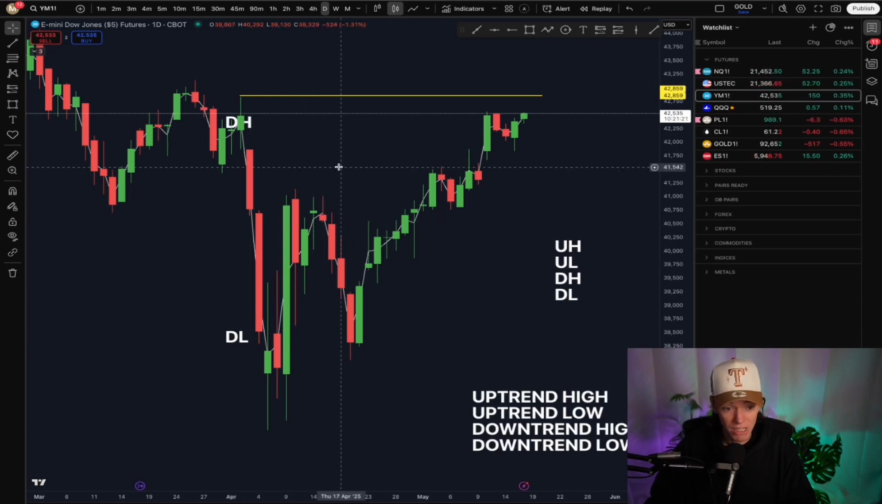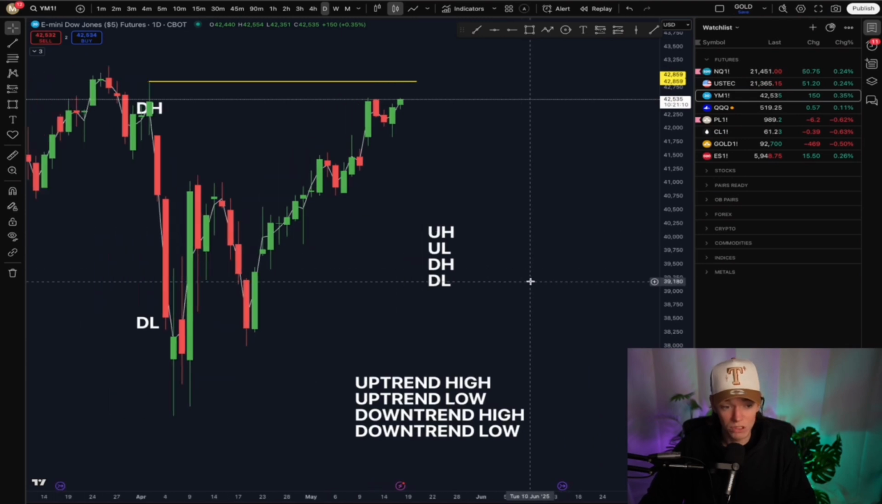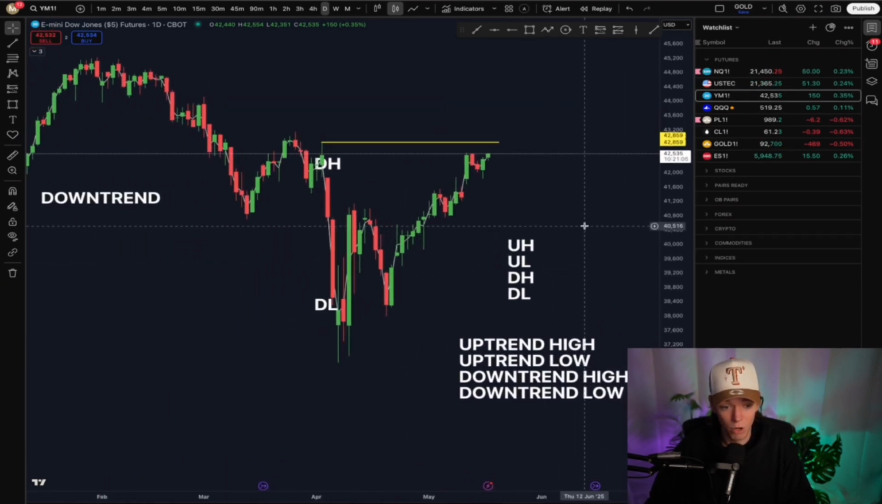So price can play around in this area as much as it wants, and we're still considered in a downtrend. It can consolidate. Price can go back down to this level, back up to this level, back down to this level, back up to this level, and we're still looking for sells. We're still in downtrend market structure.